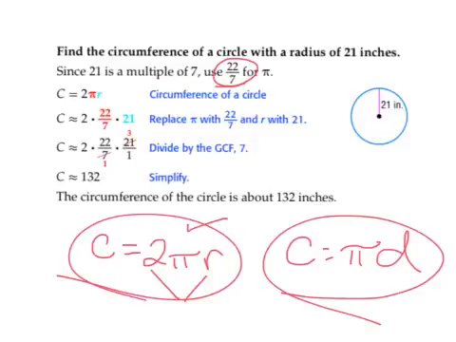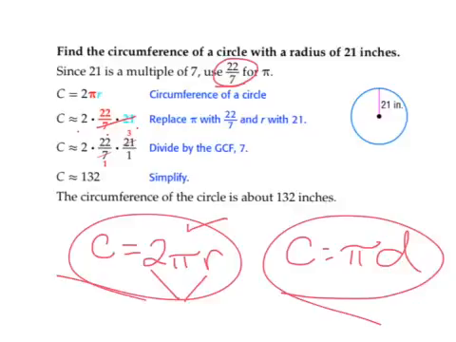Now let's fill in what we know. 2 stays the same, pi is 22/7, and my radius is 21. Well, when I multiply, I can actually simplify the 7 and the 21. And that's why they told you to use 22 over 7.